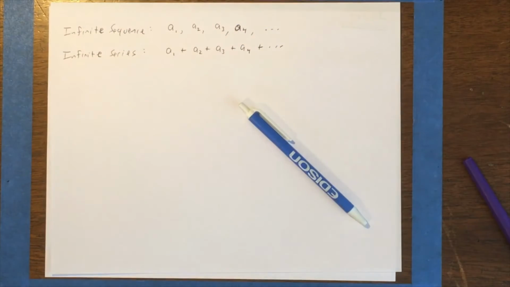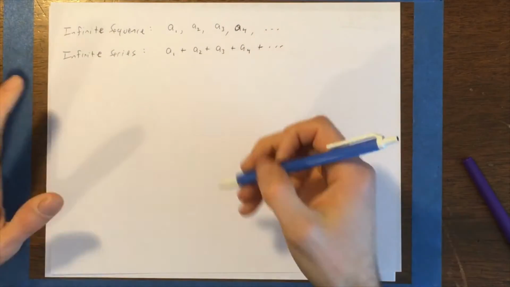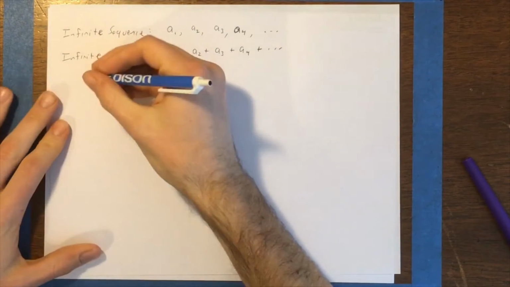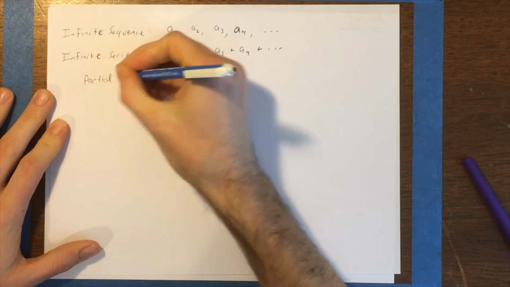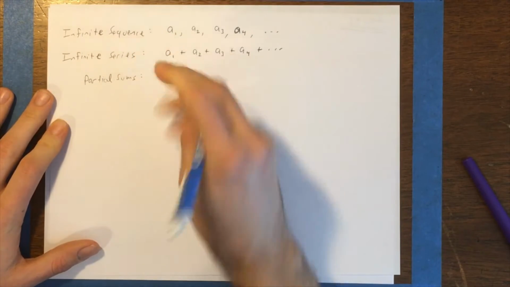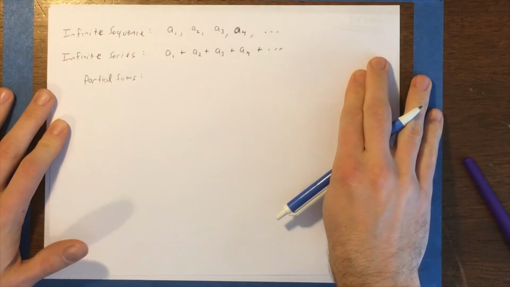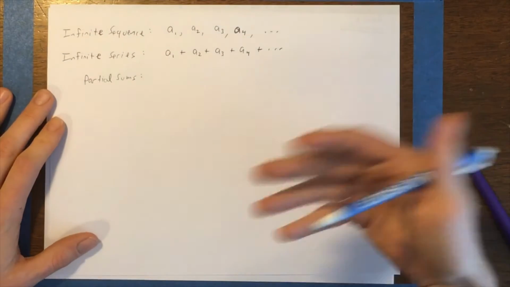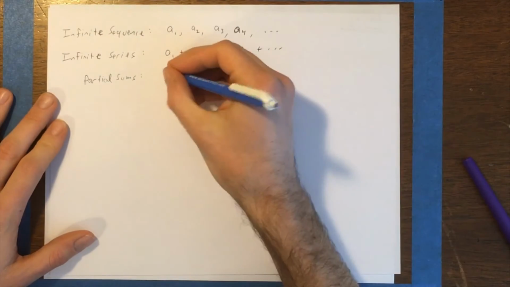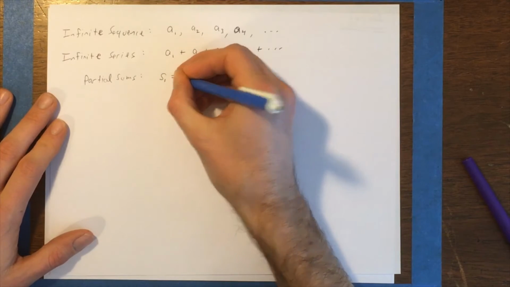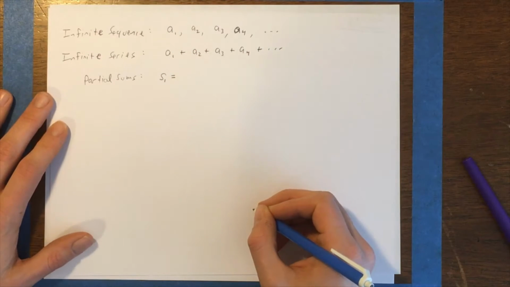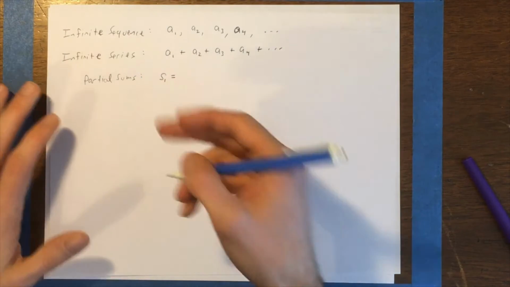Okay, so one way to approach an infinite series is to look at what are called partial sums. So partial sums refer to, instead of adding up all infinitely many numbers of the sequence, just adding the first few. And so we're going to create ourselves a new sequence called the sequence of partial sums, and it's going to be denoted by the letter S, capital S usually.